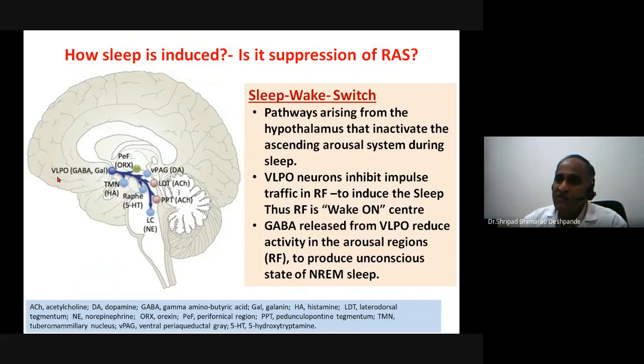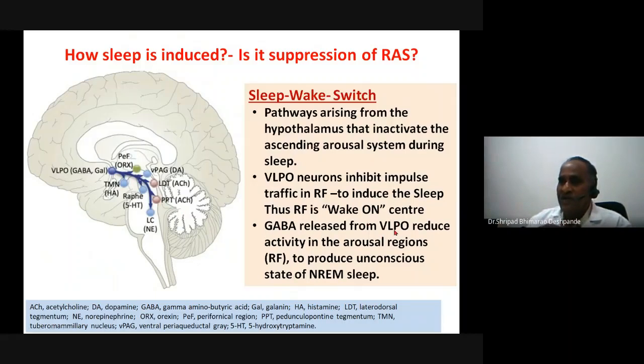So the VLPO is the one such place which can induce sleep. Is it because of the decreased activity, the suppression of the reticular activating system? That's the first question. Pathways arising from the hypothalamus inactivate the arousal system, and that may produce sleep. The VLPO neurons inhibit the impulse traffic in these, so this will suppress the impulse traffic, and that is why the VLPO neuron is considered a switch. It is a wake-off switch for the reticular formation, the point where it switches on the sleep.